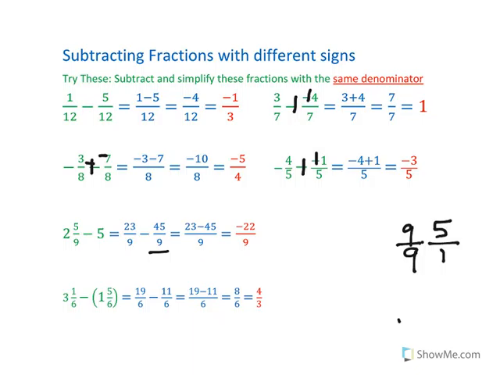is negative 22. And for this one here, we have 3 and 1/6, and turn that into 19/6, and 1 and 5/6 is 11/6, and 19 take away 11 is 8. 8 over 6 is 4/3.